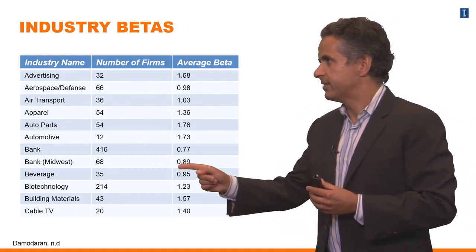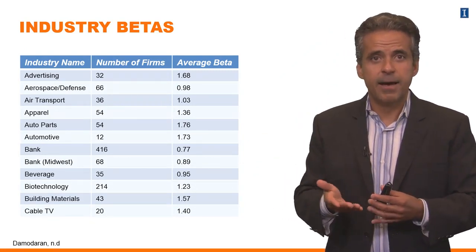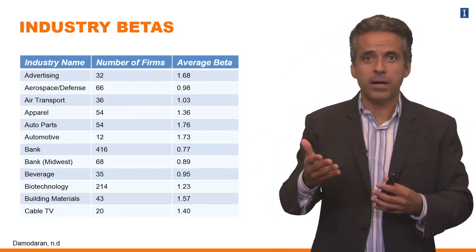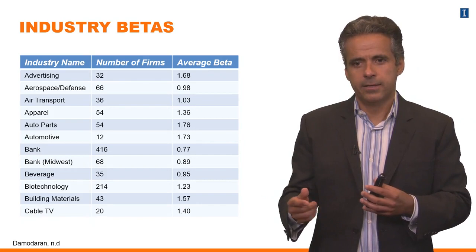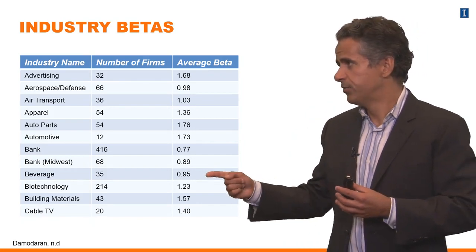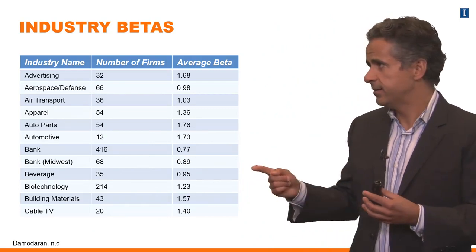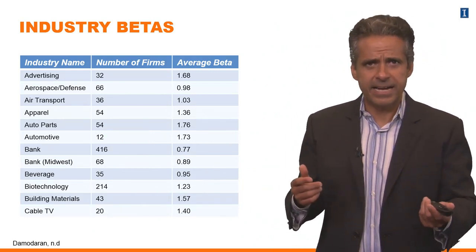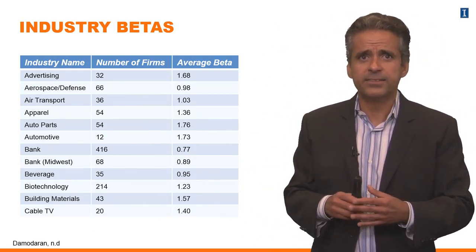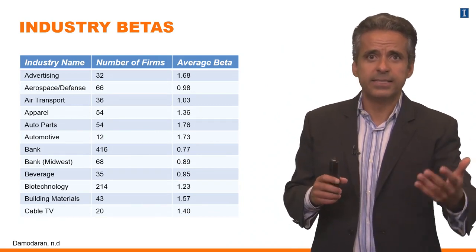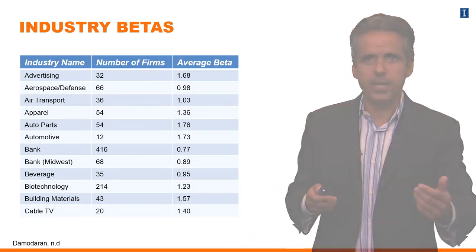Okay, we can start from a beverage beta, right? A beverage beta is definitely going to be better than a tobacco beta, right? Using this table here, you'll see that the beverage beta, using 35 companies in this case, is 0.995, right? So it's a beta that is a lot closer to 1 than the tobacco beta, okay?